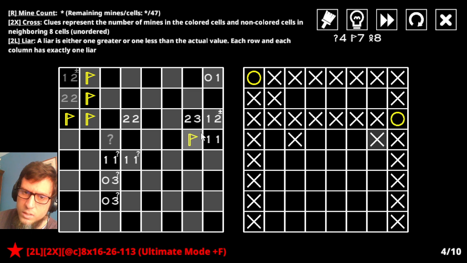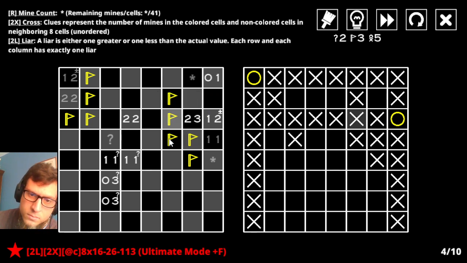In either case, that has to be a mine, which means that. And now this 2-3 says, okay, which is honest, by the way, that I need one of these to be missing. 1, 2, 3, 4, 5. Yeah, so all of these are mines. Okay. And that means that can't be a mine, obviously. All right. What else am I looking at here?